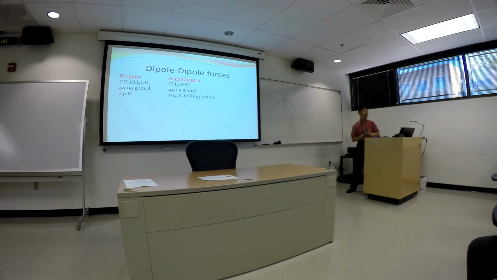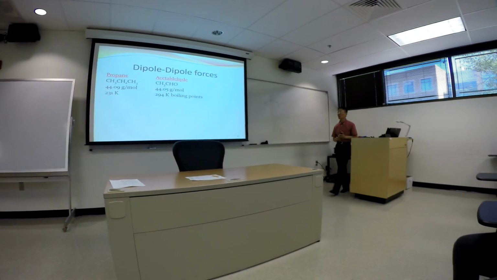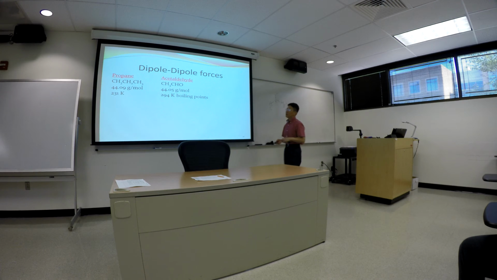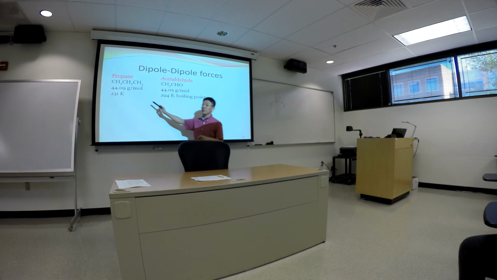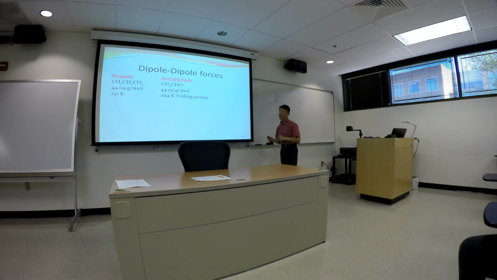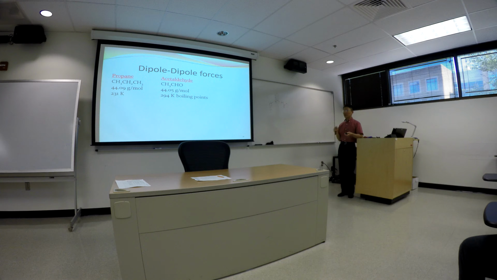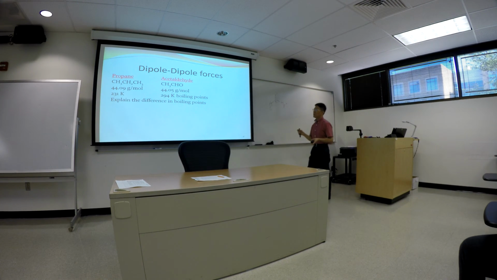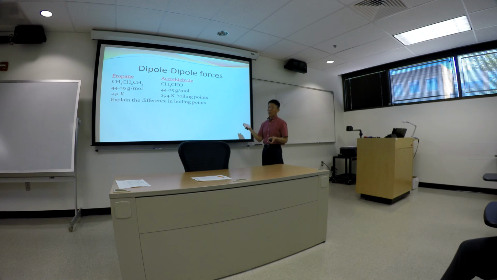Roughly about 44 grams per mole. But if you look at the boiling point, propane is 231 Kelvin. Boiling point for acetaldehyde, 294 Kelvin. Molecules of similar size have completely different boiling points. Well, what does that indicate? Well, explain the difference in the boiling point there.